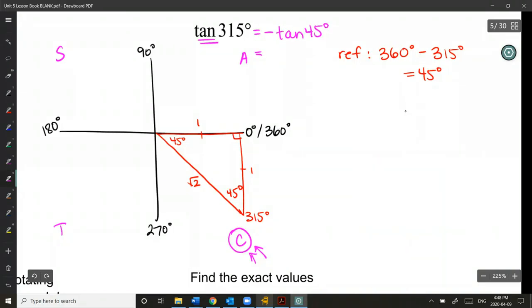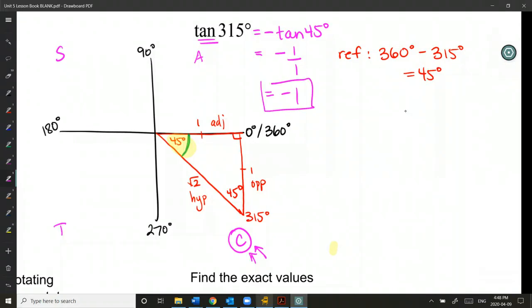And because this is my reference, remember, the angle in here is always your reference. This is going to be adjacent, opposite, and hypotenuse. So we're looking for opposite over adjacent, and I know the answer will be negative here. So it would be negative 1 over 1, which simplifies to give us negative 1. So that will be our solution. You can check your answer by entering tan of 315 on your calculator, and you should get negative 1 out.